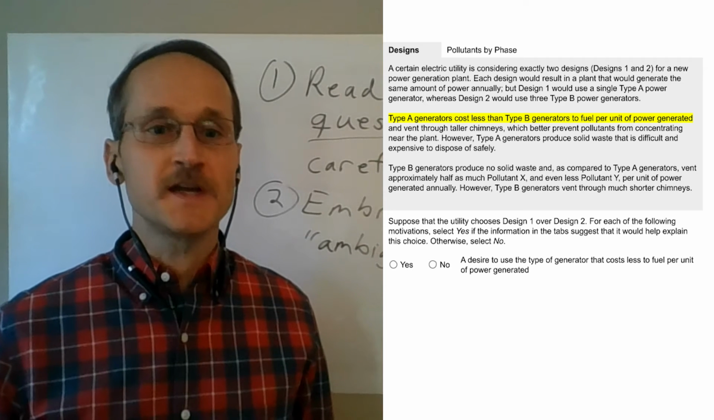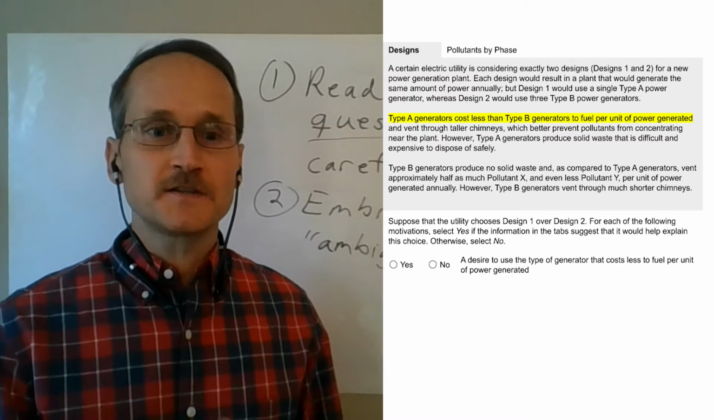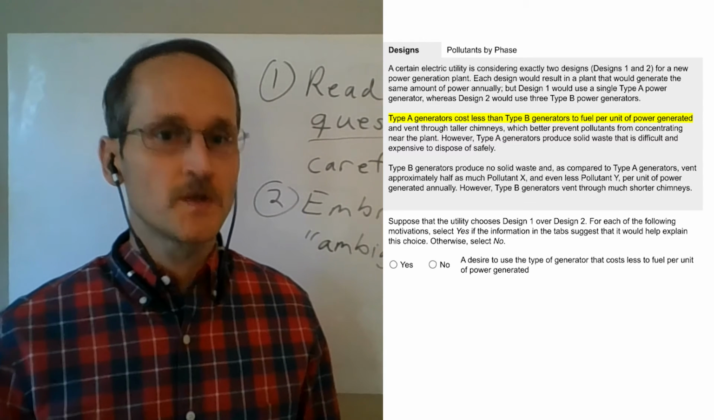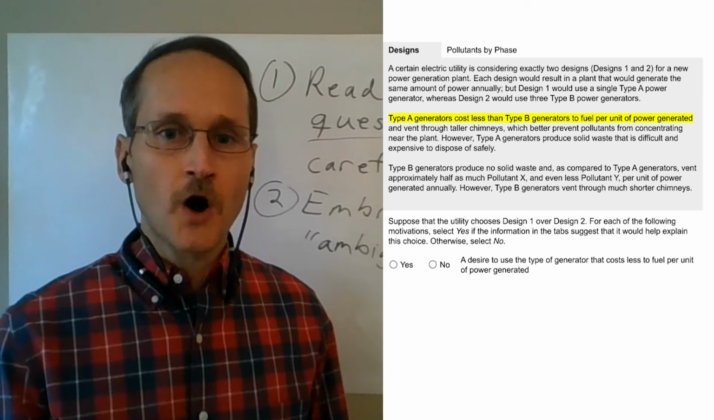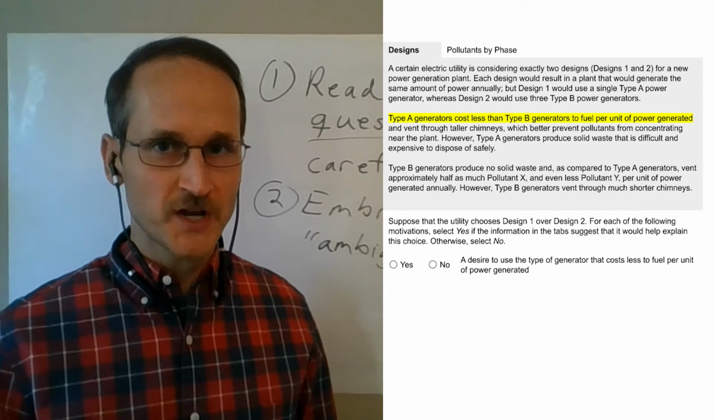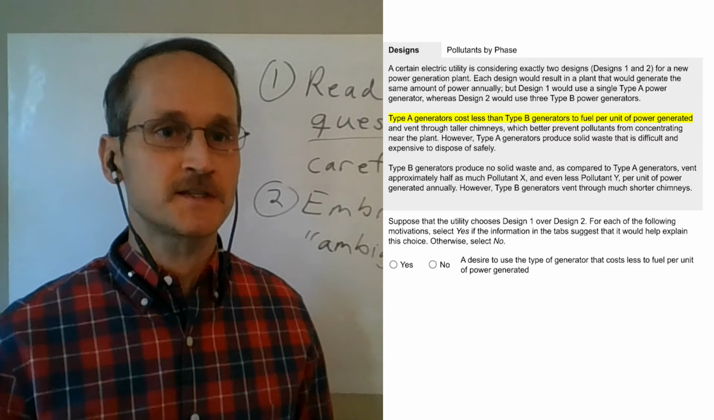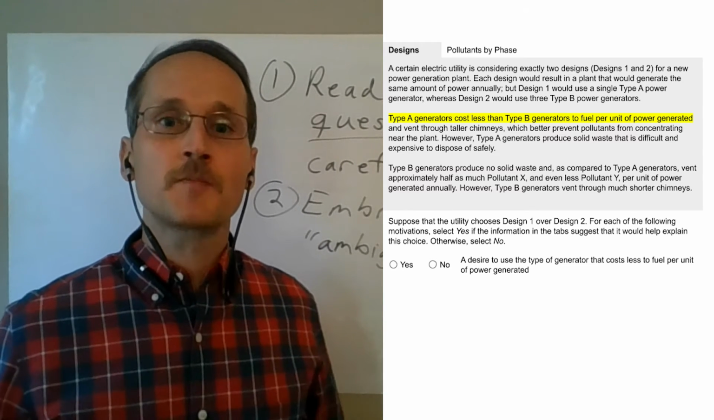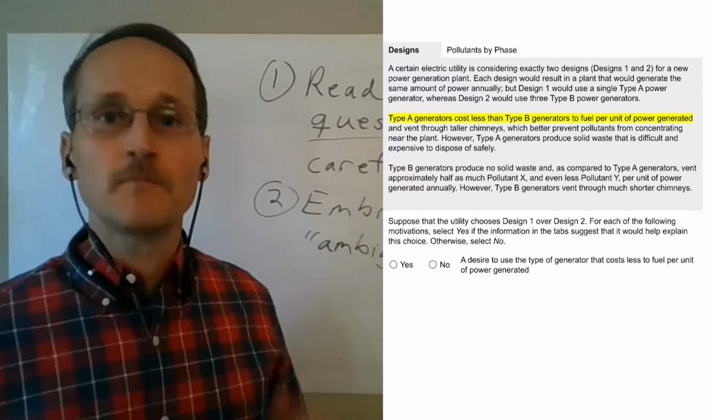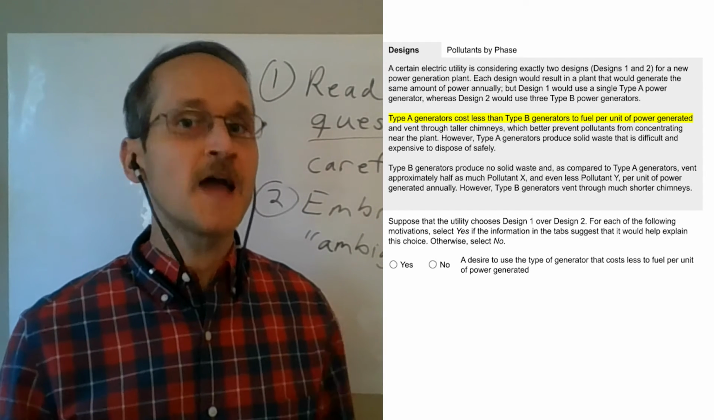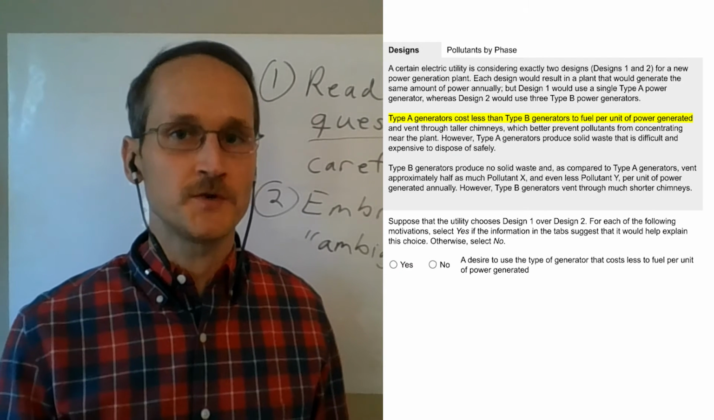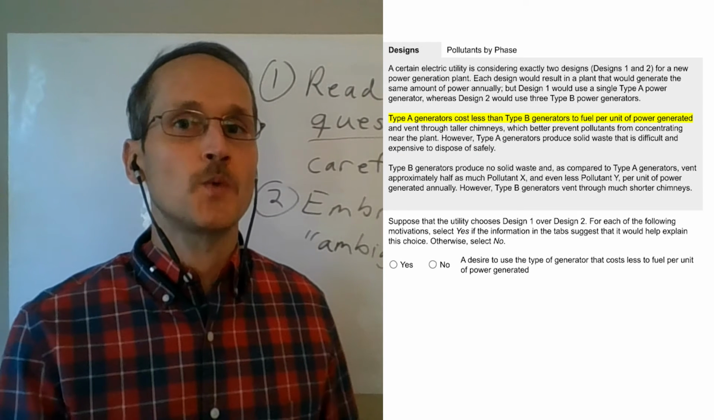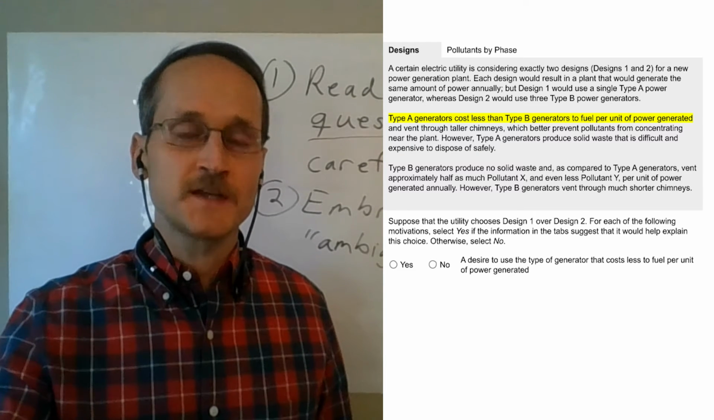All right, question number 3. For this one, we're asking ourselves, does this statement represent a motivation for choosing design 1 over design 2? The first statement is talking about cost to fuel per unit of power generated. So looking up at the tabs, the highlighted part, it says type A generators cost less than type B generators to fuel per unit of power generated. So if we're motivated by a desire to use the type of generator that costs less to fuel per unit of power generated, we want to go with type A generators, not type B. So we want design 1. So the answer for this one is going to be a yes.